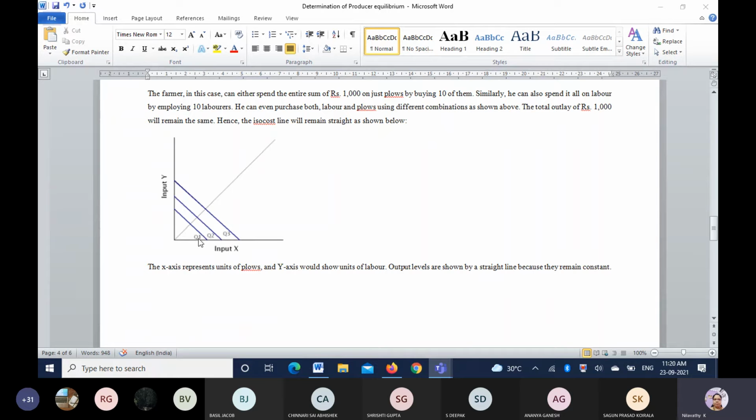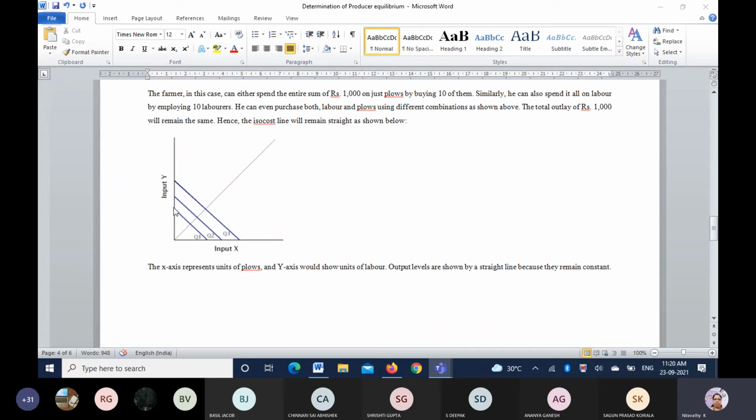So we are having Q1, Q2, Q3, three isocost lines. What the indication is, for example, if I'm going to start a business and I'm having 1 lakh in my hand, if I'm going to spend this 1 lakh on capital alone, then what is the maximum capital that I can utilize?